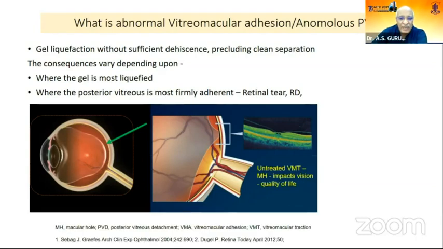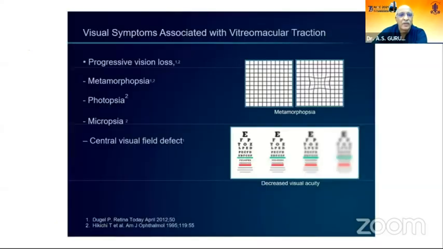If untreated, it impacts vision and quality of life. So these are all the symptoms that we usually come across in these patients: progressive vision loss, metamorphopsia, photopsia, micropsia, central vision loss, and the patient's quality of life is definitely hampered.